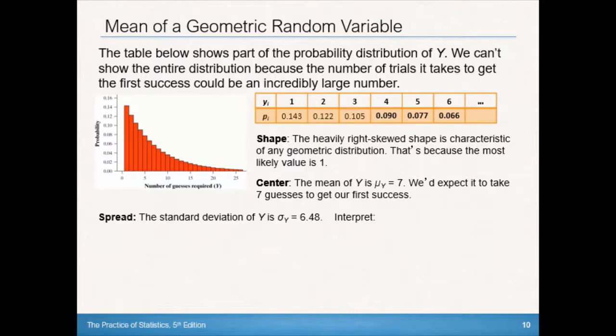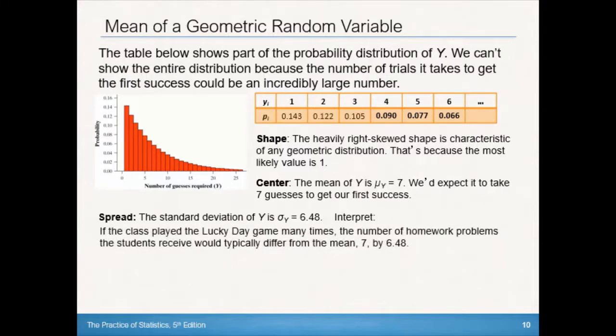The standard deviation, we're not going to ask you to calculate here, but we will ask you to interpret it. And it's a pretty large standard deviation. That's why you noticed when we were playing the Lucky Day game, we got quite a variety of answers. We got some guesses on the first try, some took up to 13 tries. One of our answers was about 6 away from 7, so it took us 13. So we would expect there to be quite a bit of variety in the outcomes if we played this game several times. So how do we interpret it?